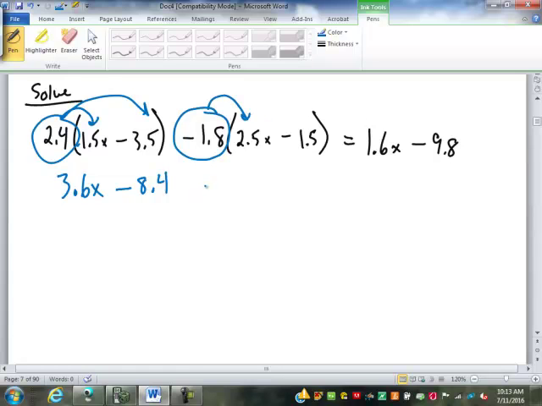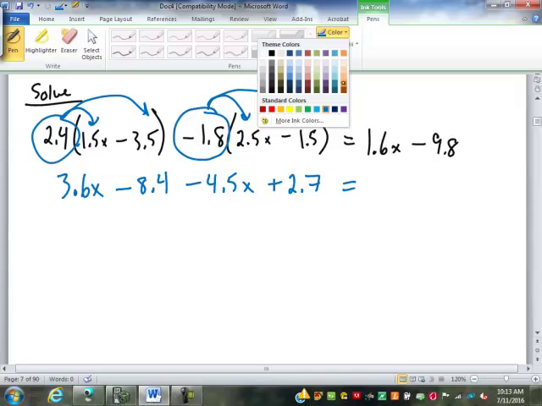Negative 1.8 times 2.5x is negative 4.5x, correct? Negative 1.8 times a negative 1.5 is a positive 2.7. And now we're going to finish off this left side.